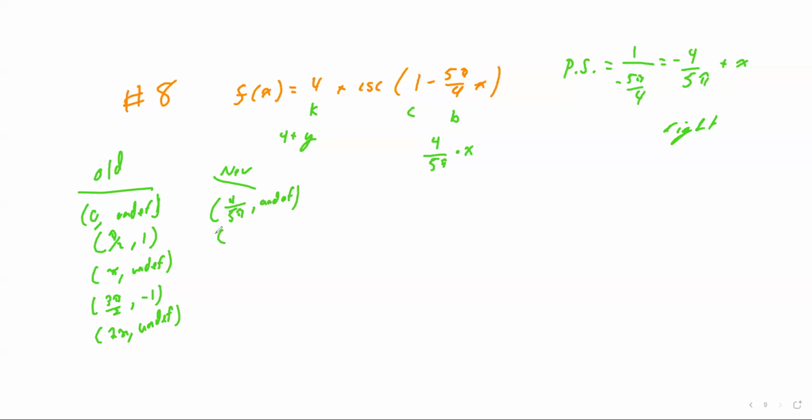This will now be pi halves times, so we'll do some side work. Take our pi halves times the 4 over 5 pi. So this gives me 2/5, but then I need to add 4 over 5 pi. So what this does for me is this gives me 2 pi plus 4 over 5 pi.